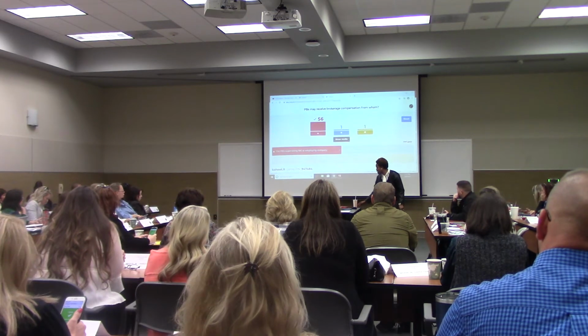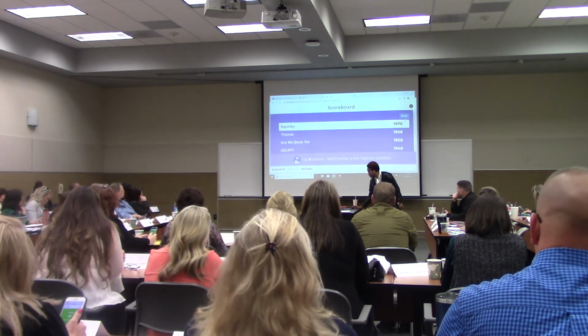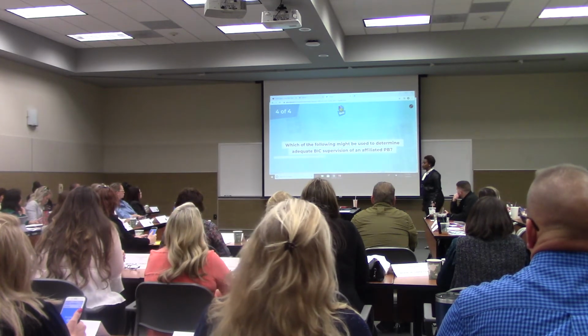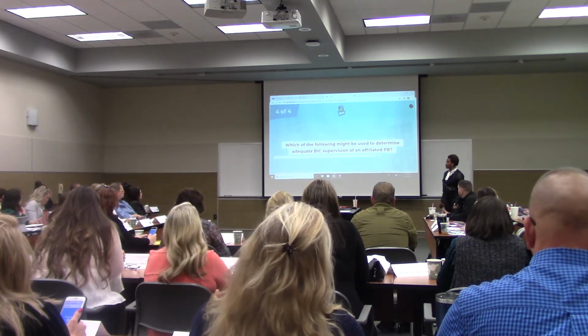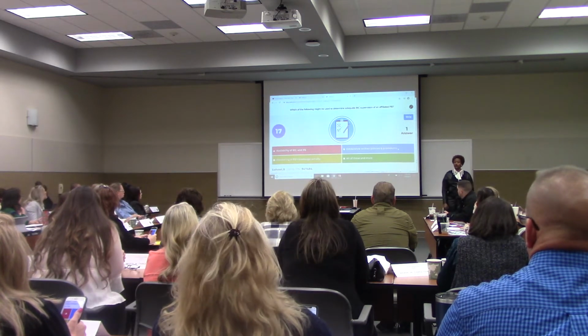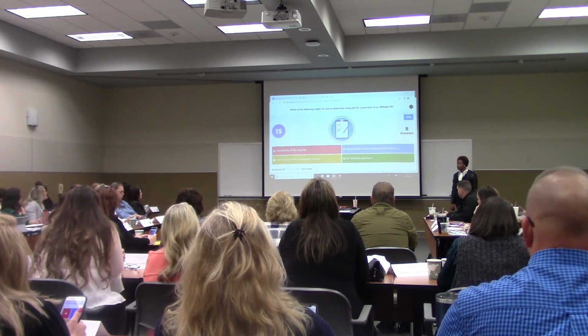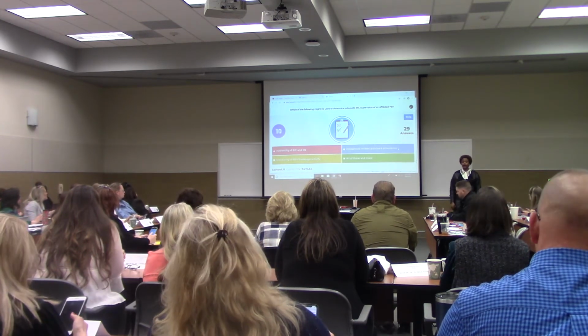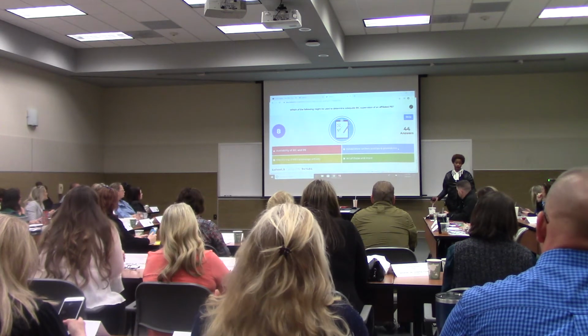And we have one last question, I think. Which of the following might be used to determine adequate BIC supervision of an affiliated provisional broker? The availability of the broker in charge and provisional broker, monitoring of provisional brokers' brokerage activity, establish written policies and procedures, or all of these above.